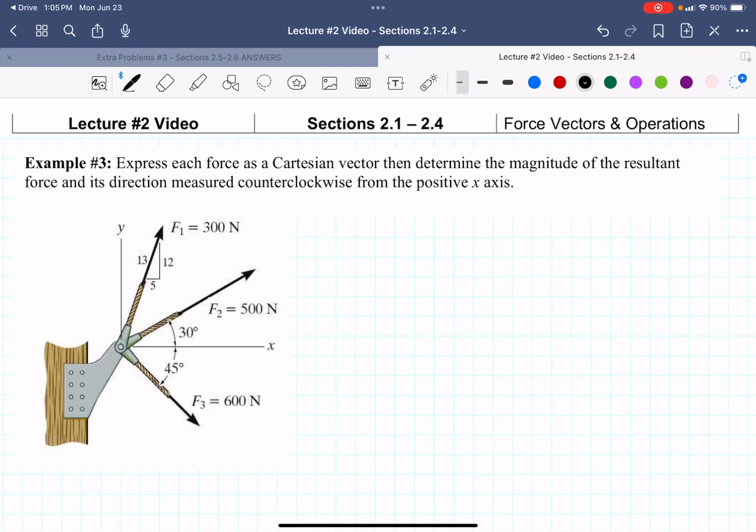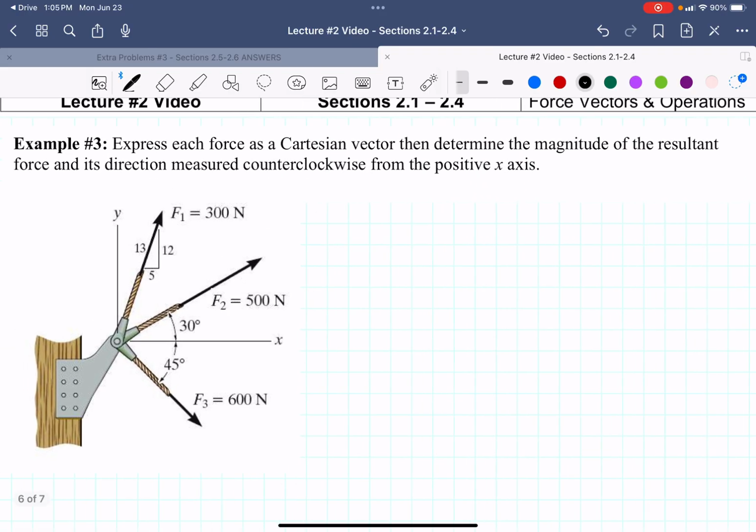This is lecture number 2 video, and this is example number 3. I did 1 and 2 as part of the full video. This example asks us to express each force as a Cartesian vector, then determine the magnitude of the resultant force and its direction measured counterclockwise from the positive x-axis. So we are going to start with breaking these down into Cartesian vectors.